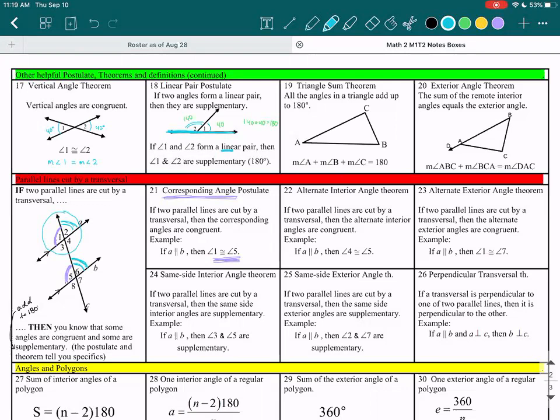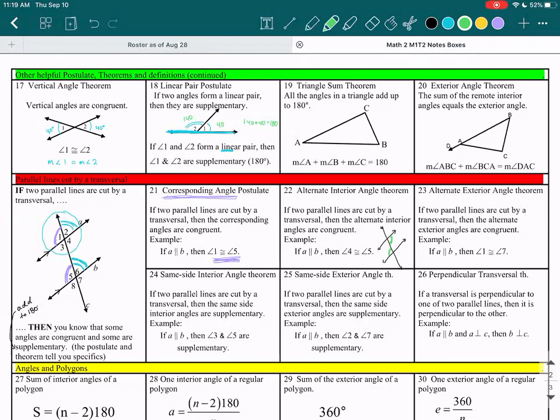So box number 22, alternate interior angle theorem. If two parallel lines are cut by a transversal, then the alternate interior angles are congruent. I'm going to draw my own picture here because I don't want to erase that. I think it's important to have those pictures. Okay, so here's my little mini picture of that. Angle 4 and angle 5 are congruent. So let me highlight those two. Angle 4 was the bottom over here, and angle 5 was the top one over here. So these two angles are congruent.